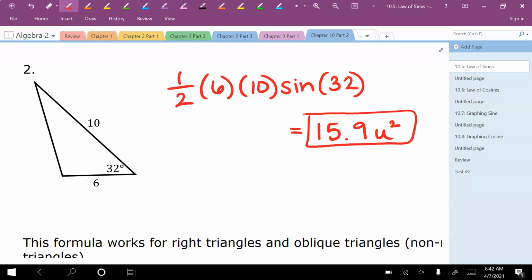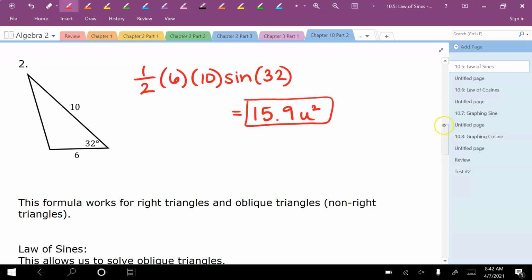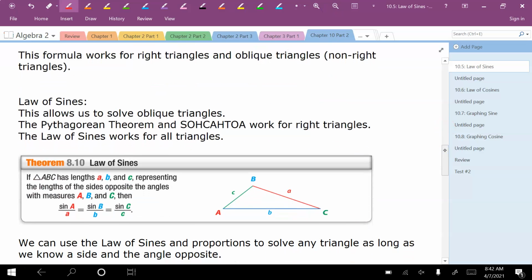Okay, so now what we're going to do is kind of branch off of this and get into that law of sines. And like I said, this works for any type of triangle. So right triangles or what we call oblique triangles. Oblique triangles are anything that's non-right. So it doesn't have a 90-degree angle in it.